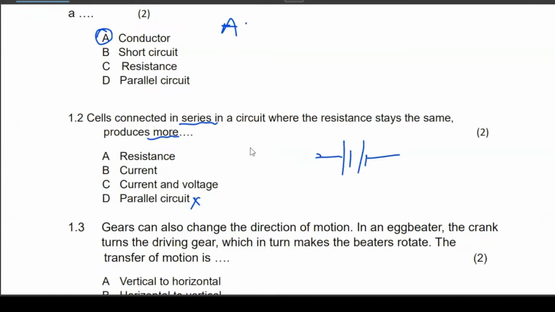So does the resistance increase? I'm going to ignore this. I did mean that we're talking of valves that are connected in series. Yes, the resistance was going to increase, okay? But in this case, we're talking about cells. Okay, does the current increase? Yes, the current is going to be more, okay? But also the voltage will increase. So I'm going for option C as my answer.